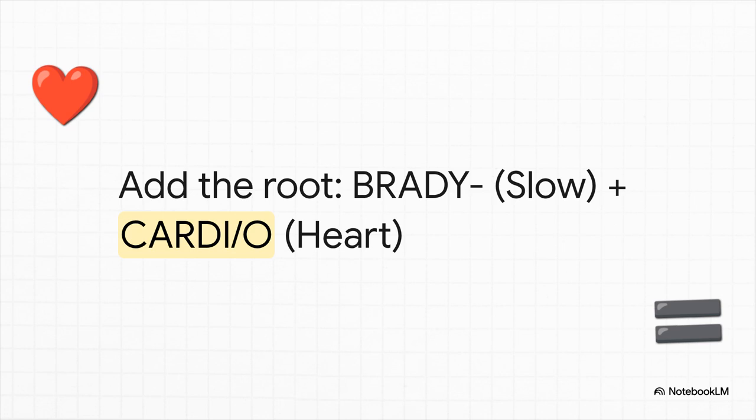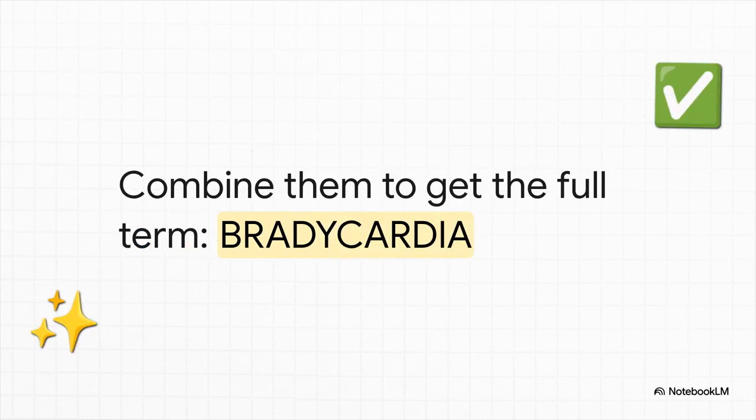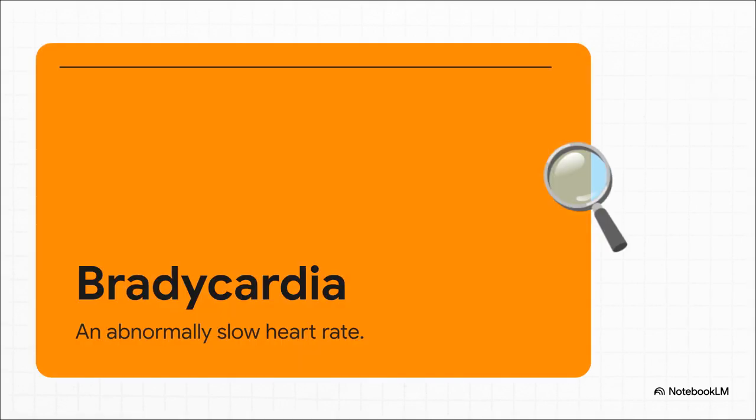So right there, just putting those two together, we've got slow heart. We're already halfway there. And then we just tack on a simple suffix like ia at the end, which just turns it into a condition. And we get our final word, bradycardia. And there it is. Bradycardia, an abnormally slow heart rate. See, it's not some scary, random jumble of letters anymore. It's just a description, a logical one, built from three simple pieces that you now understand. You literally just decoded it.